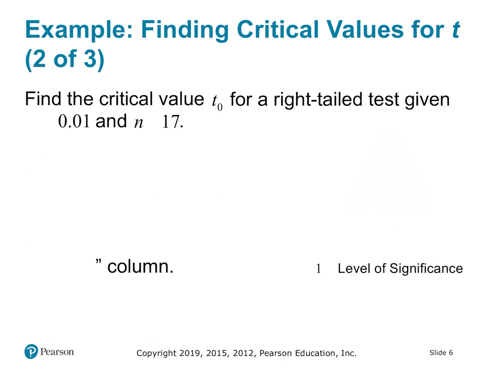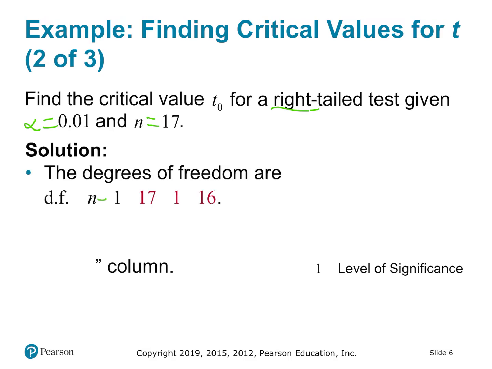Anyway, for another example, let's find another critical value t. For a right tail test, that's the easy one. Alpha is 0.01, n is 17. So let's take a look. Degrees of freedom, very simple, 16 of course.